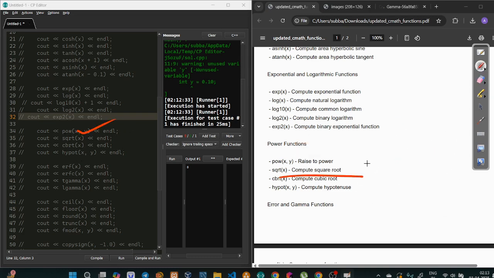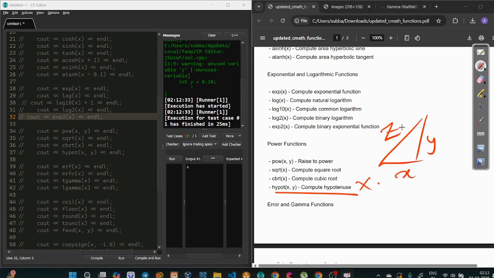sqrt calculates the square root of x, and then you have cbrt of x to calculate the cube root of x. SQRT, and CBRT is cube root of x. To compute the hypotenuse, if you have two sides, this is your x and this is your y, and you want to calculate the hypotenuse, you can plug in the values of x and y and it gives you the hypotenuse.